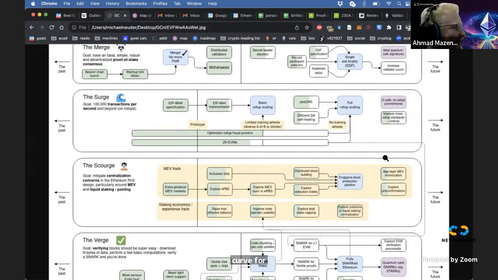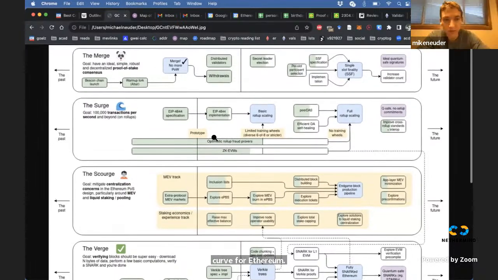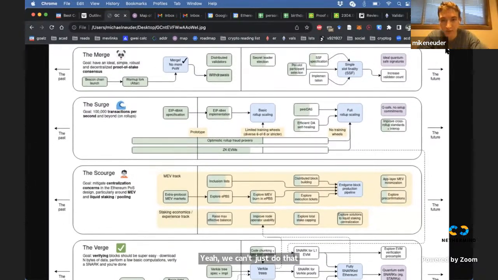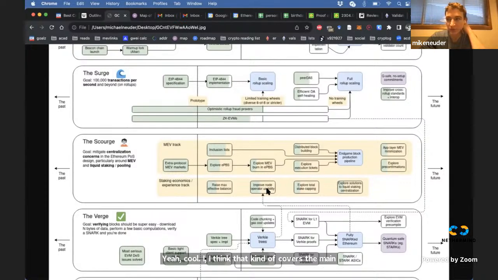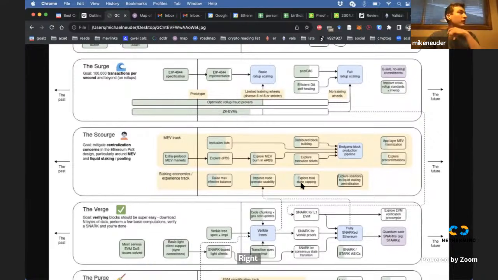Yeah, please go on. Yeah, cool. I think that covers the main points of the merge and the staking economics track. There's other important things here, like improving node operator usability, just making it super easy.